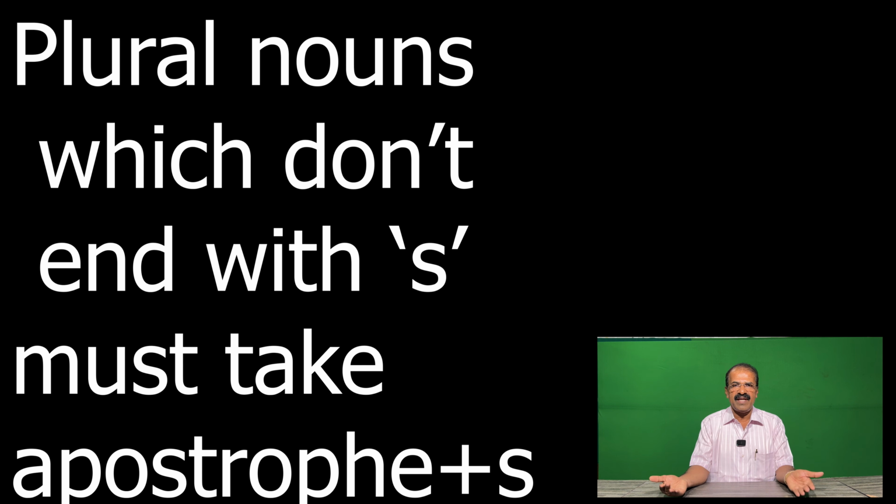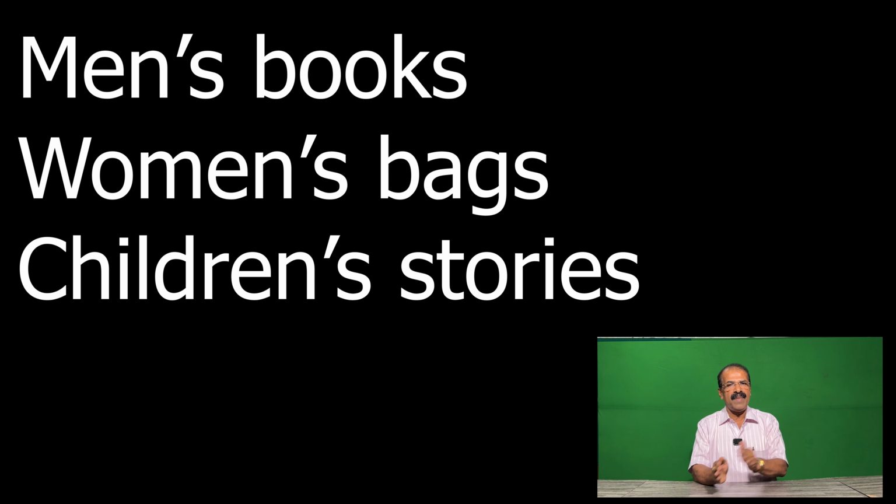When you refer to the possession of such plural nouns which do not end in S, you have to make use of apostrophe S. So I should say men's books, M-E-N apostrophe S. Those men's books are kept on the table. Those women's bags are kept in the drawer. Children's stories are very interesting to read. So when there is a plural noun that doesn't end in S, make use of apostrophe S to indicate their possession.